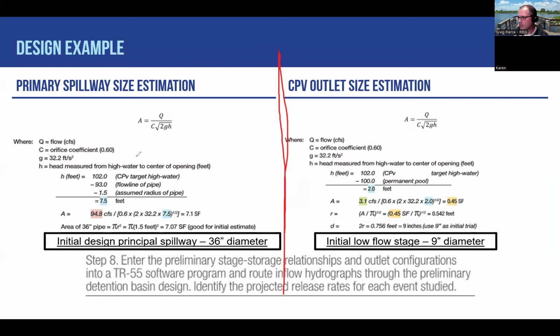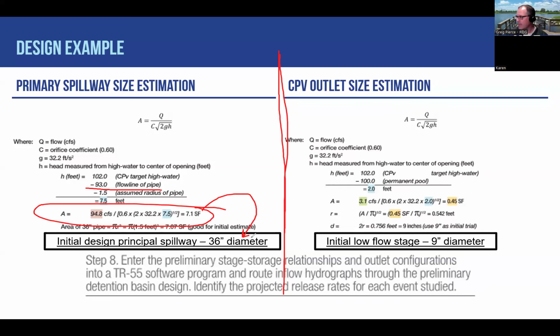So we do a quick little calculation. If we have an idea of the elevation of the flow line of your outflow pipe and the high water of the 100-year, you can start to do some calculations and get an idea of how big of a pipe I really probably need to pass that 100-year flow. And in this case, it works out to be about a 36-inch diameter pipe.